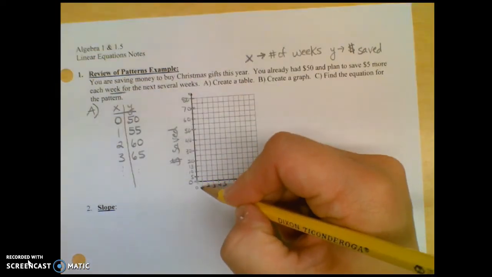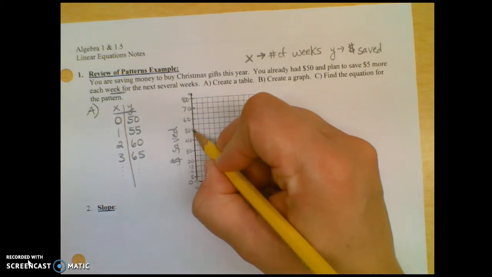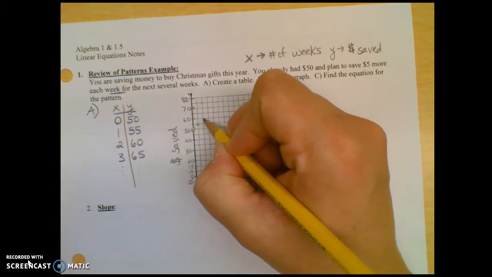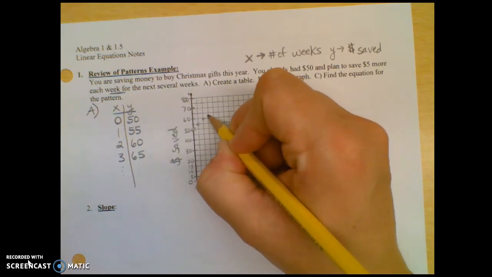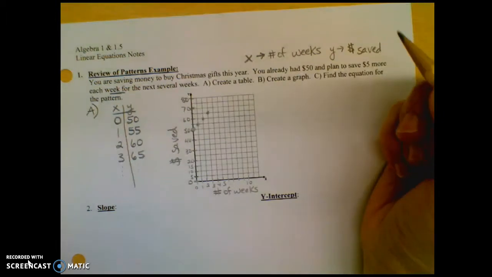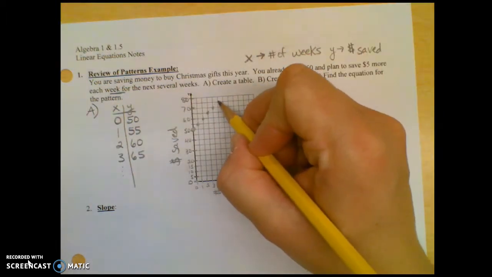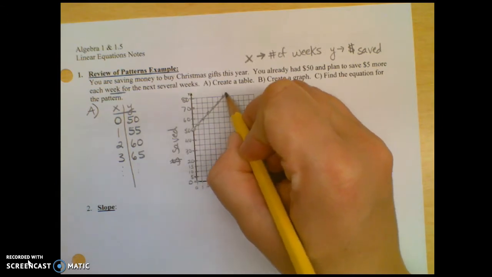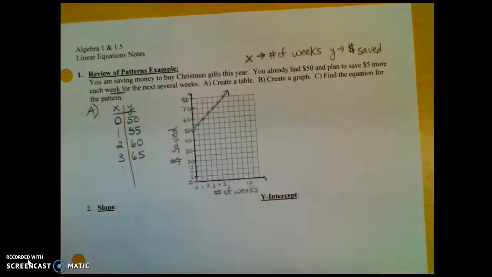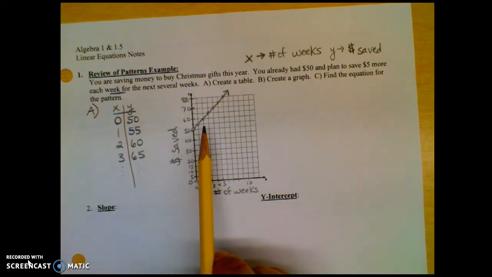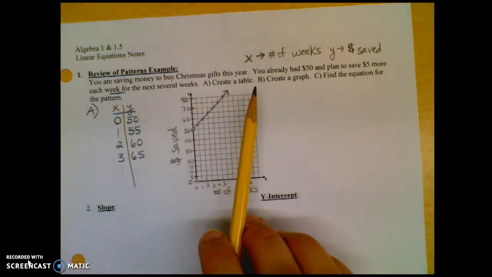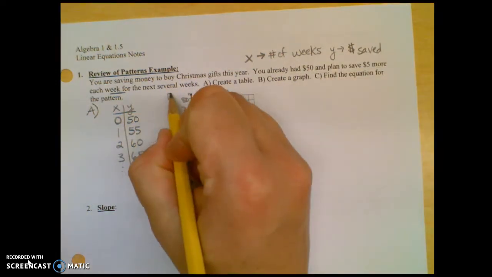Okay, so let's plot our 4 points that we have here. We have (0, 50), (1, 55), (2, 60), (3, 65), and then we can continue this pattern because we know it's going to increase by 5 each week. And the longer you save, the more money you're going to have. So this is a linear function, forms a straight line, and it passes the vertical line test. Okay, so that's part B.